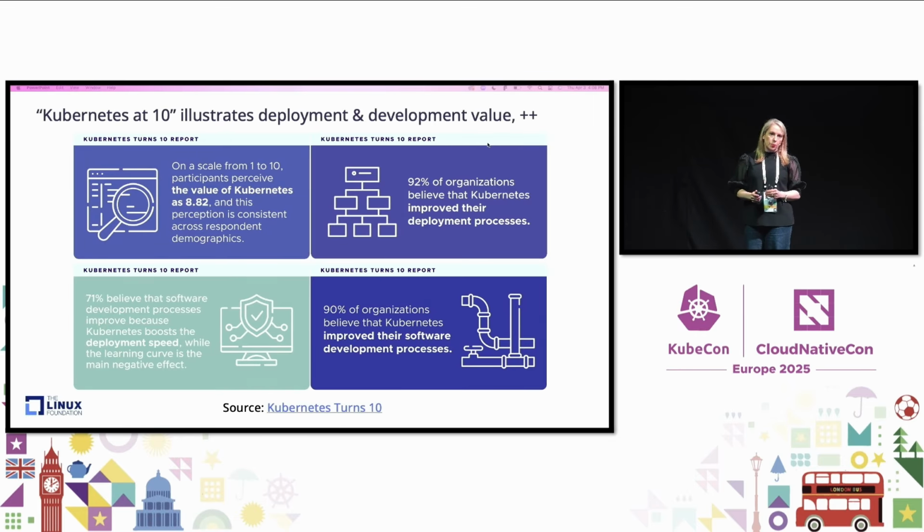It's pretty much the de facto container orchestration system in the world. 92% of organizations believe that it is impactful for their deployment, impactful for their software development practices, and believe that it boosts deployment speed. But the study also revealed a number of gaps and identified things like the complexity of Kubernetes and other challenges.